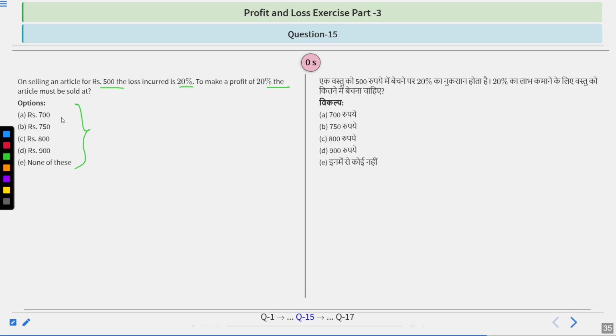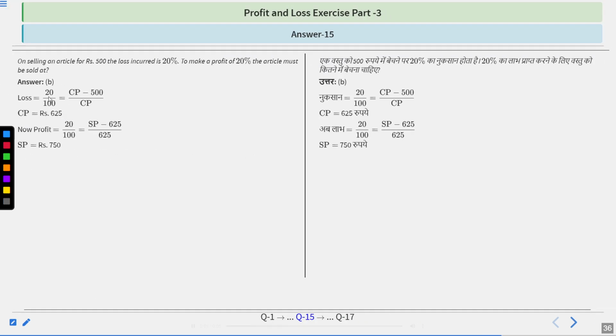Now time's up. Let's see the solution. Loss is 20%. So we can say that 20 upon 100 equals CP minus SP upon CP. Clear? Multiplying by 100, CP will be 625 when we calculate it. Now profit is 20%, which equals SP minus CP upon CP. Clear? So the new SP is 750 rupees. Clear? B is the correct answer.